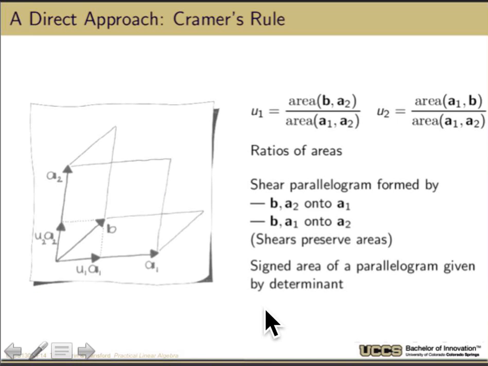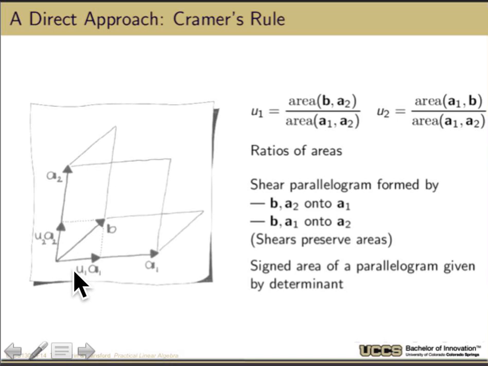The first is a direct approach called Cramer's Rule. And we can think of this one sort of geometrically. It is based on the concept of the ratio of areas. So if I think of this parallelogram going from the origin to A2 and from the origin to B up to here, we're going to look at the area of that parallelogram divided by the overall area of A1, A2.